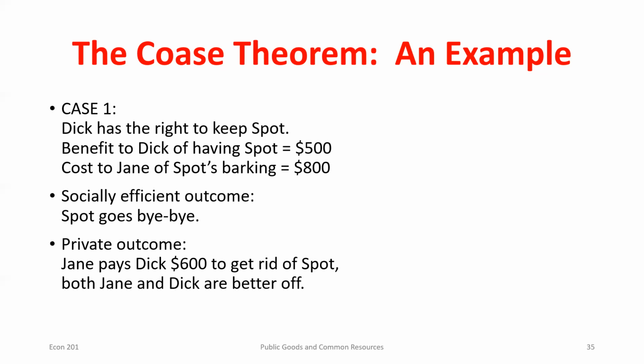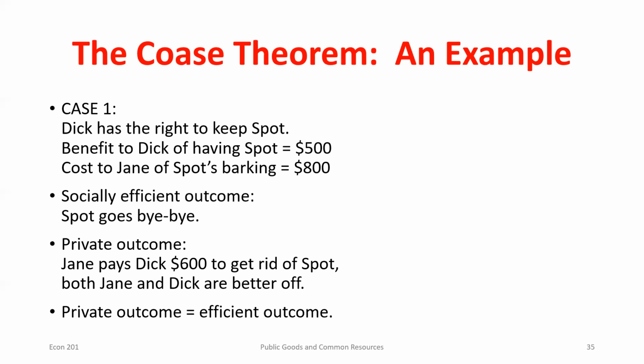So if we just allow these two individuals to work this out, maybe there's a price somewhere between $500 and $800 in which the dog would go away, right? It doesn't matter who has ownership. Dick originally owned the dog, but because he valued it less, the outcome that we would end up seeing for society is that whoever valued having or getting rid of the dog more is the one that wins out. So the post-theorem side is that if we allow people to bargain with each other, the private outcome will basically be efficient for society.